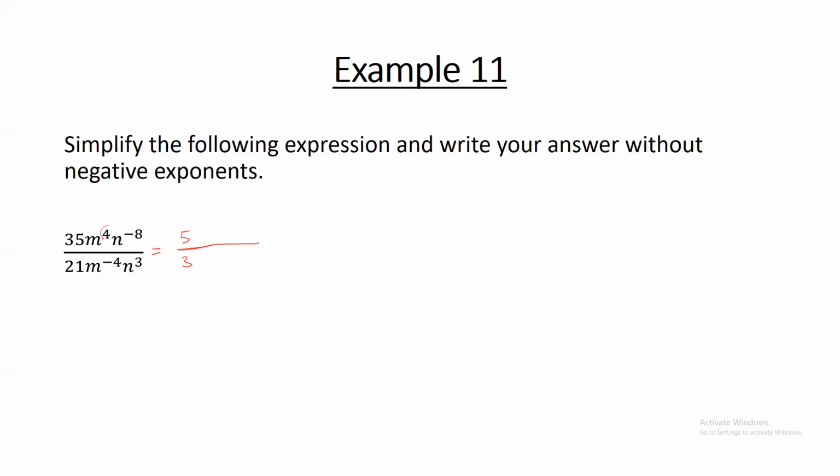The exponent on the top is bigger for m. So when we subtract, now when you subtract, be careful, it's 4 minus negative 4, which is positive 8. So that's m to the 8th power. The power for n is bigger on the bottom. And when we do the subtraction, 3 minus negative 8 equals 11. So n to the 11th on the bottom. One of many ways to do it. So there's your answer, 5m to the 8th over 3n to the 11th.